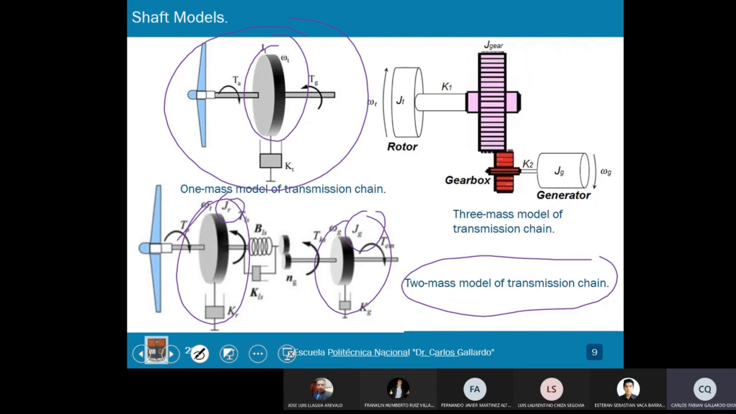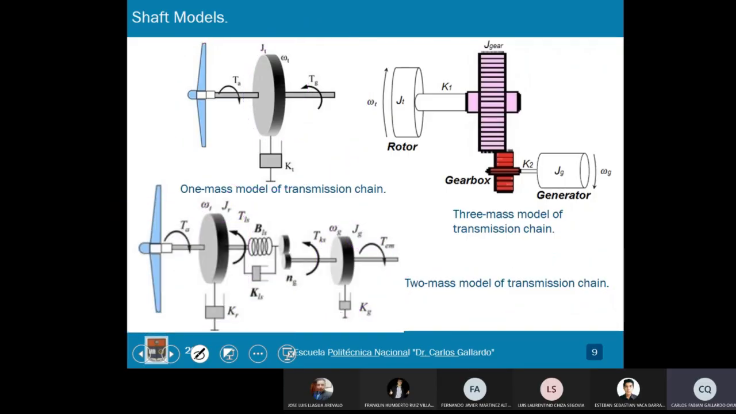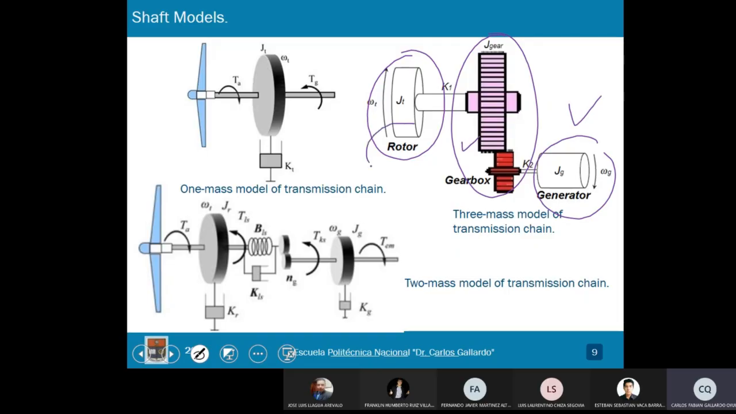The last possibility is the three mass model. The first one is for the generator, the second one is for the gearbox, and the last one is for the rotor. What happens in this three mass model? The wind turbine, the generator, and the blades are taken as separate masses. So I will have three possibilities.